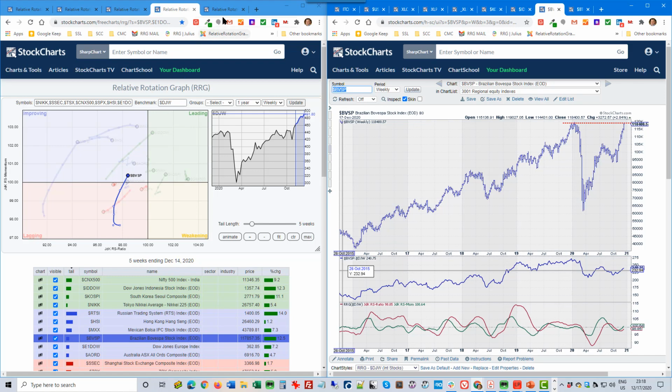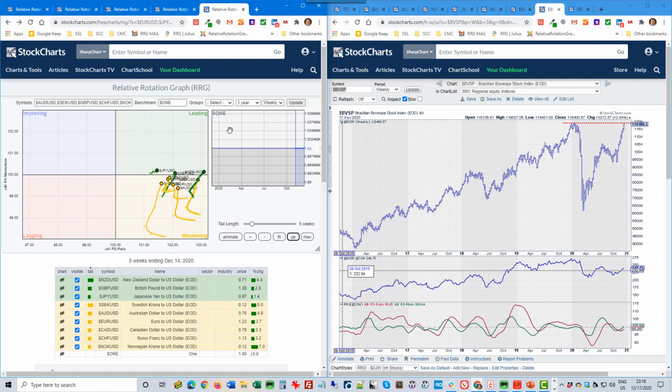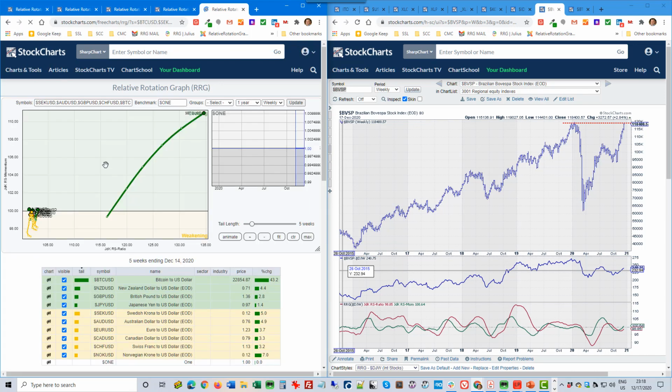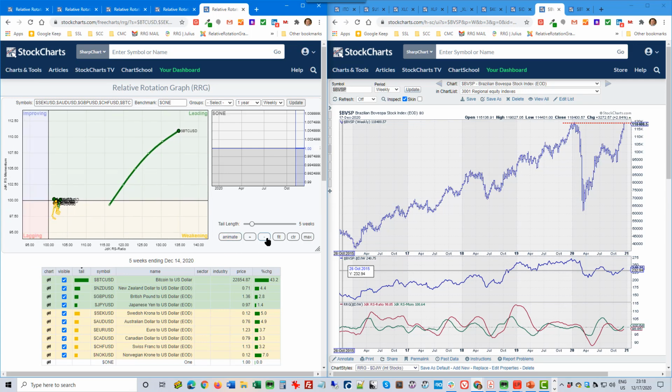That brings me to the last RRG, which is the one that shows the relationship of various currencies. And what this shows us is that the US dollar is weakening pretty much versus all of the other G10 currencies. But what's really interesting is if you bring Bitcoin, the digital currency, into this chart, and what you will see there is that Bitcoin is flying literally off the charts.